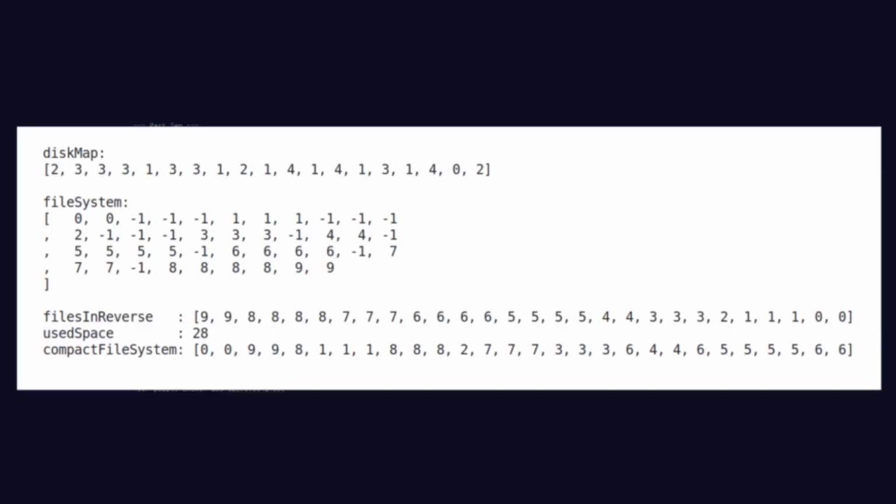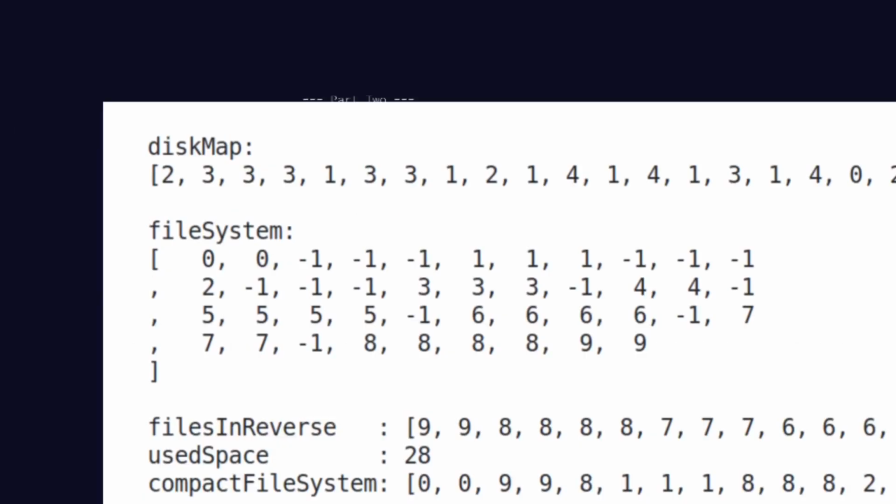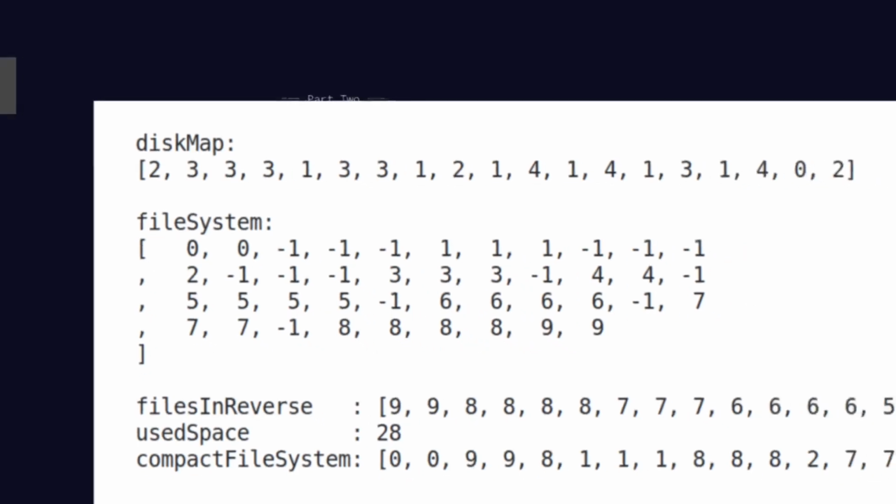So the way we're going to approach this is by expanding the disk map into a file system, and then we represent the empty space with -1. 2 will be 00 here because it's the size of file number 0, and then 3 is 3 empty spaces. This 3 is the 3 slots for file index 1, file ID 1, and then 3 empty slots, and so on. So we expand that first.